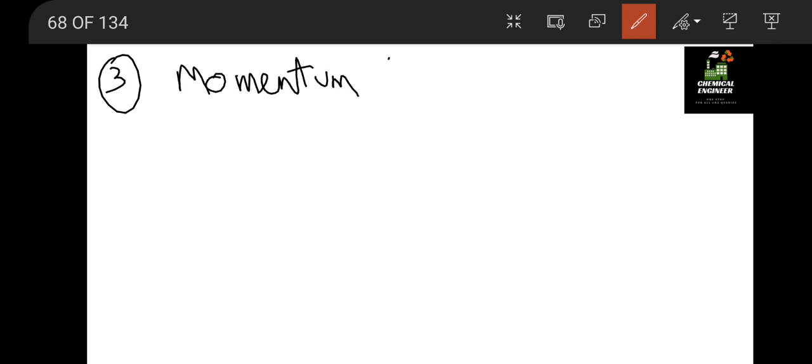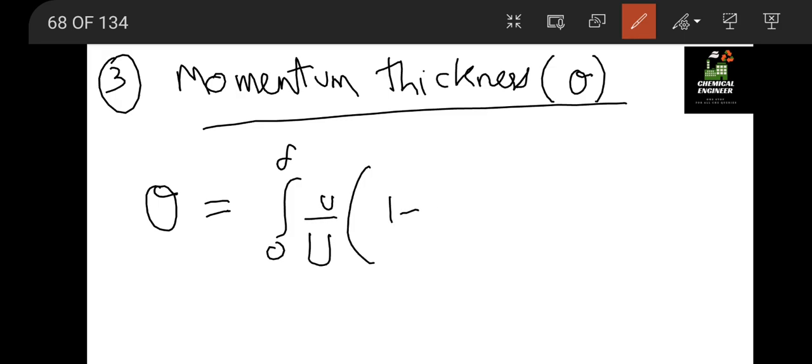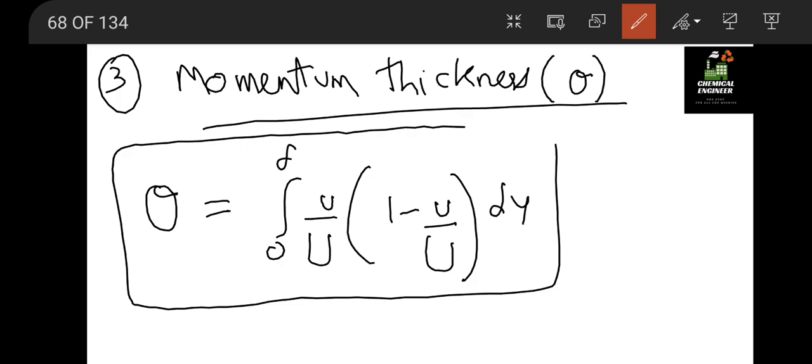Third is momentum thickness, which is given as theta. So theta is equal to integral 0 to delta of small u by capital U into 1 minus small u by capital U dy. Okay, so this is the momentum thickness formula.